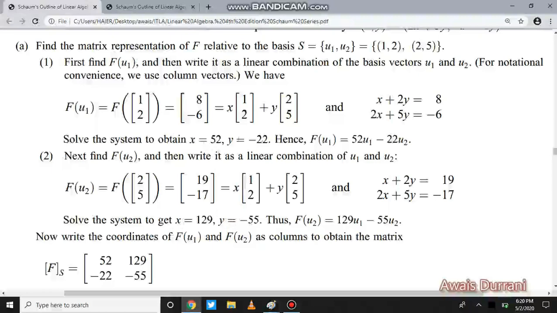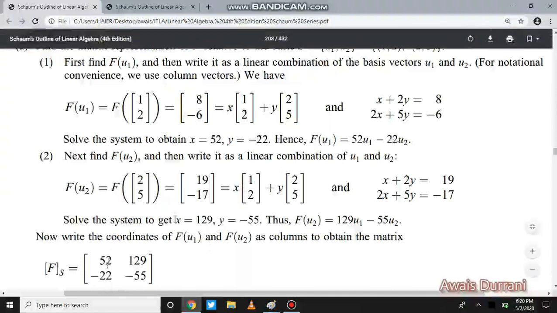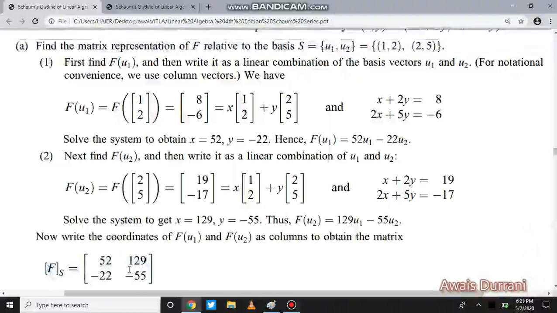Now this a11, a12 becomes column number 1, and this a21, a22 becomes column number 2. So the coefficients of these linear combinations make the columns of a matrix, and such a matrix is actually the matrix representation of the linear transformation F. Therefore I can say that this linear transformation has been represented as a matrix. This is how we represent a linear transformation as a matrix. So this was a clear and simple understanding of a linear transformation represented as a matrix.